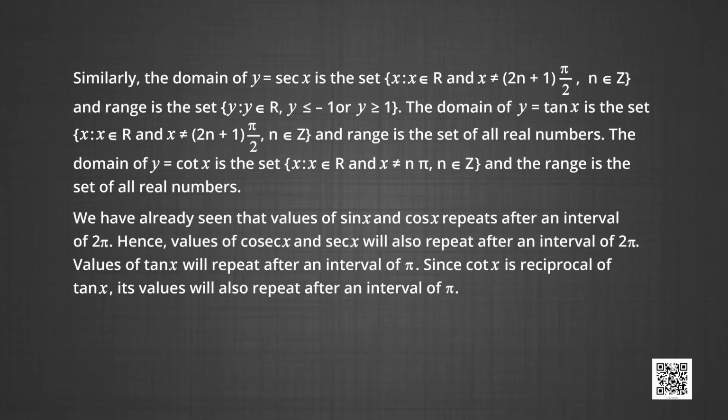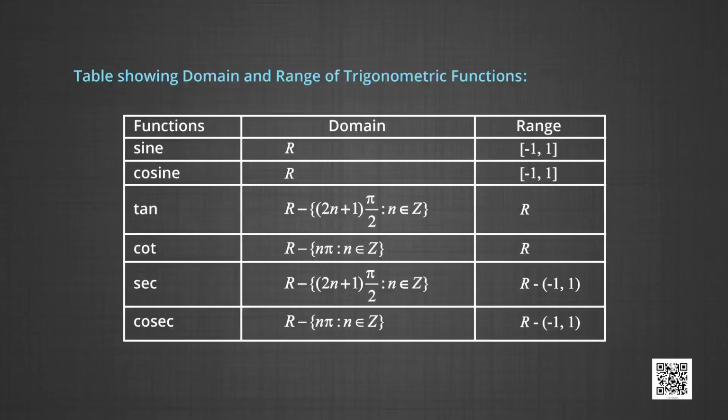We have already seen that values of sin x and cos x repeat after an interval of 2 pi. Hence, values of cosec x and sec x will also repeat after an interval of 2 pi. Values of tan x will repeat after an interval of pi. Since cot x is the reciprocal of tan x, its value will also repeat after an interval of pi.